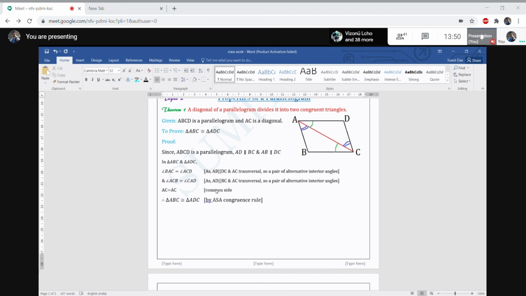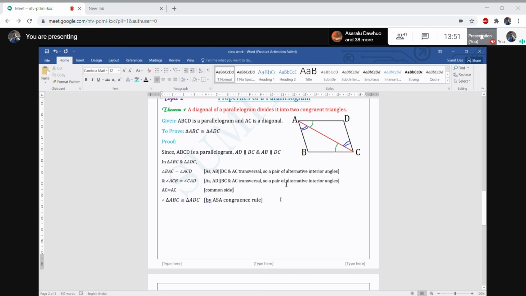Okay, you can see in triangles ABC and ADC, AC is the common side, right? So in ABC and ADC, what do we prove? Two angles are equal: angle BAC and angle ACD are equal, and angle ACB, this green one, and angle CAD, this green one, are equal, and AC is equal because it is the common side. So we can say that triangle ABC and ADC are congruent, by ASA congruence rule, angle side angle.